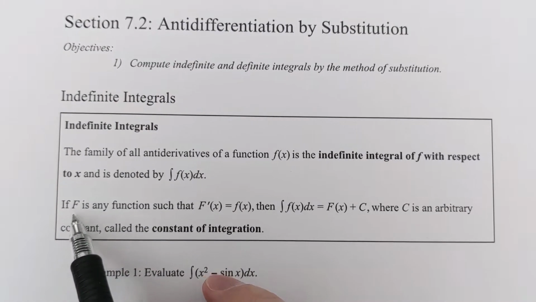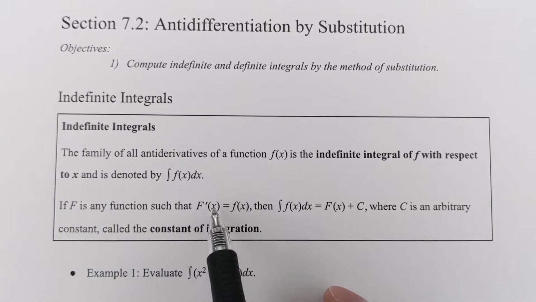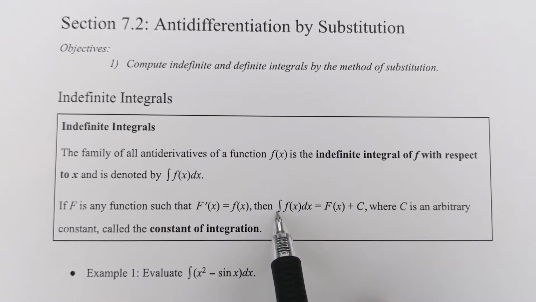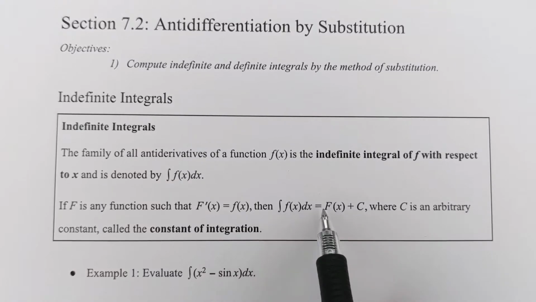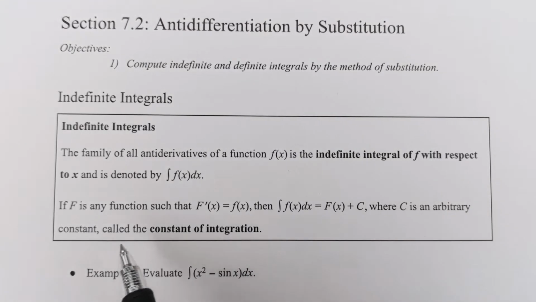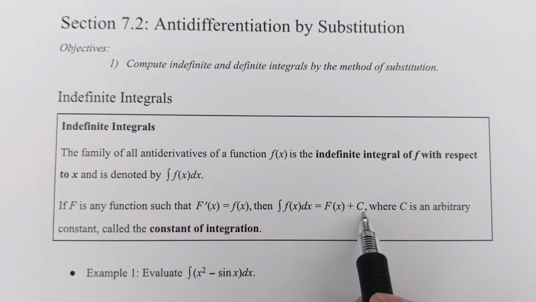So if capital F is any function so that the derivative of capital F is equal to f of x, then the antiderivative, or the integral of f of x dx, is equal to capital F of x plus c, where c is an arbitrary constant called the constant. So this is a constant of integration. So once again, this c shows up because you're not sure what number was hanging out at the end.